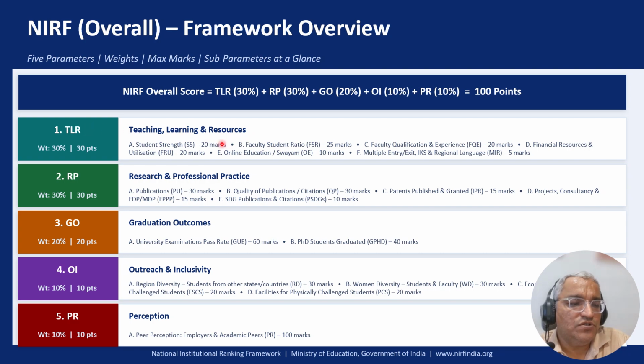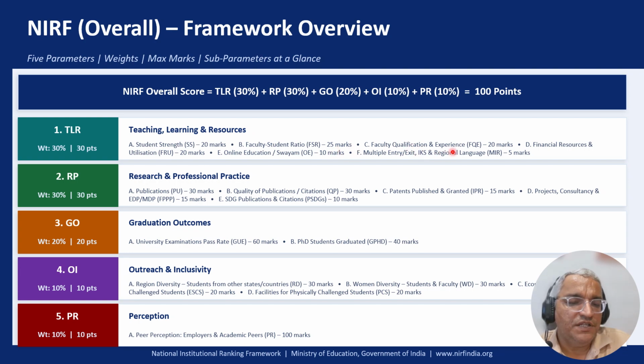The teaching, learning and resources has 30% weightage, that is, it is converted to 30 points. The first subparameter is student strength, where we talk about the enrollment ratio, which carries 20 marks. Here we take into account the sanctioned intake and the number of students actually enrolled. So this ratio should be 1 or more than 1, slightly more than 1. It could be 5 to 10% higher. Then the faculty student ratio carries 25 marks.